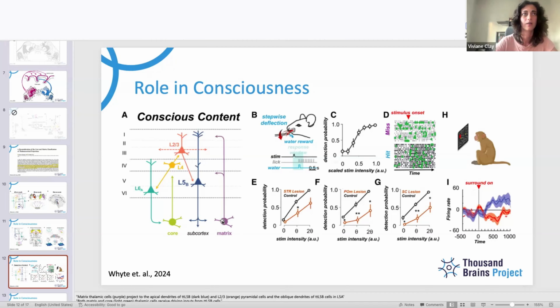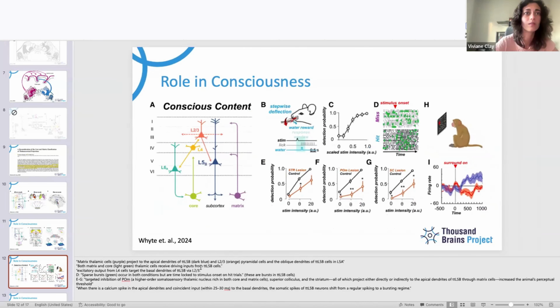Say it again. Who projects down to the matrix cells? The layer 5B cells. Yeah, let me see, I've added some in quotes. This is monkey. Yeah, both matrix and core thalamic cells receive driving inputs from layer 5B cells. I think TT is thick tufted, maybe.